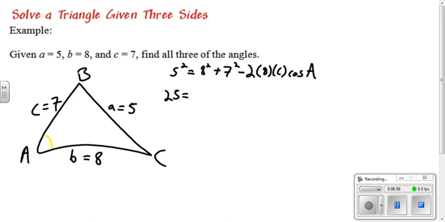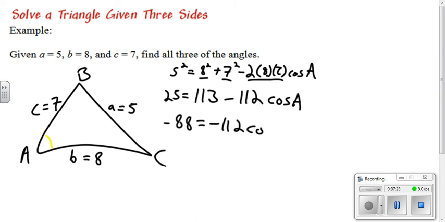And we simplify things down. 25 equals 8 squared plus 7 squared, which is going to come out to 113, minus 2 times 8 times 7, which is going to come out to 112, cosine of A. Now if we subtract 113 from both sides, we're left with negative 88 equals negative 112 cosine of A. Divide both sides by negative 112. Negative 88 over negative 112 would reduce to 11 over 14 equals cosine of A.